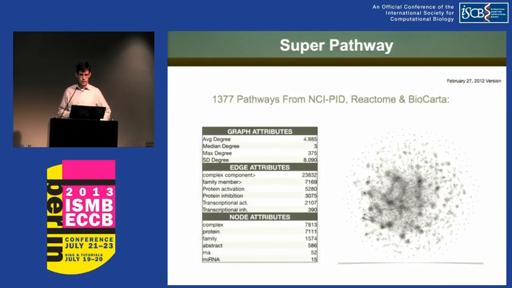So this is an overview of what we call the super pathway. So it's curated from these three databases and includes information like complex membership, gene family membership. The majority of the links are protein activation and inhibition, but there are also a lot of transcriptional activators and inhibitors.